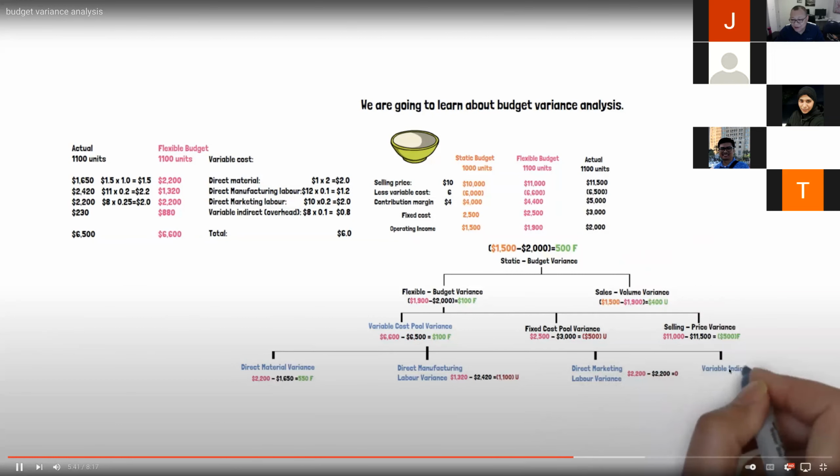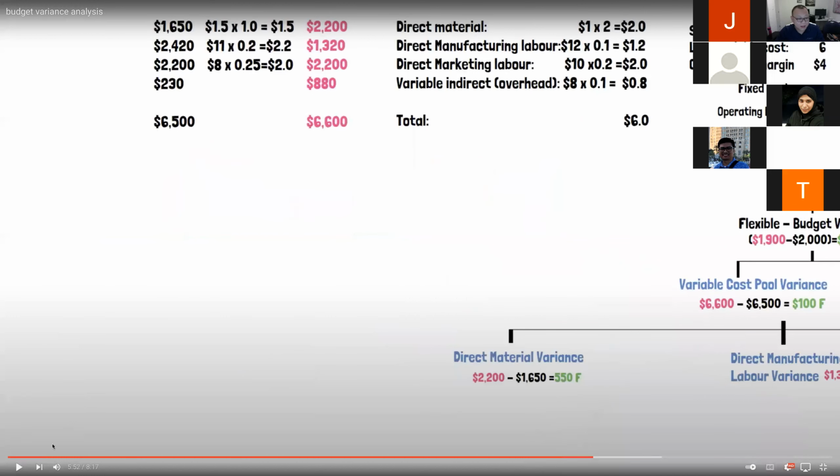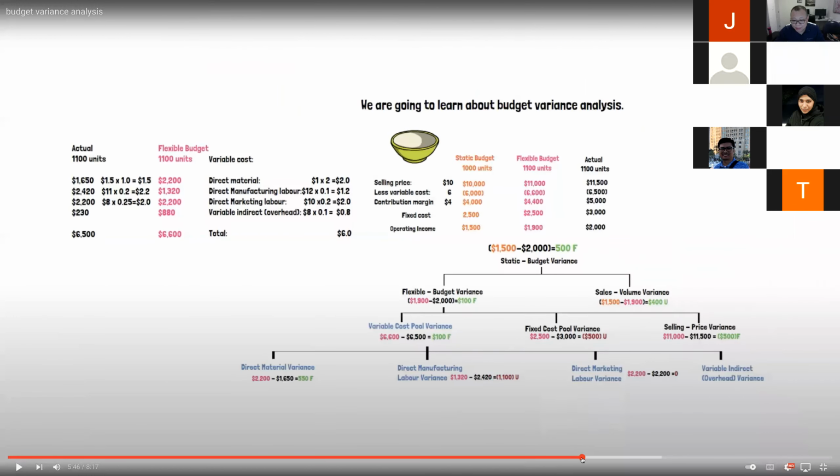And the last one is the variable overhead. That's 880 minus 230, so that will be 650 favorable. Okay. Does this make sense? I'm moving into another layer of variance. Does this make sense? Okay, good. It's much better with me explaining it, right, rather than you just watching this video.